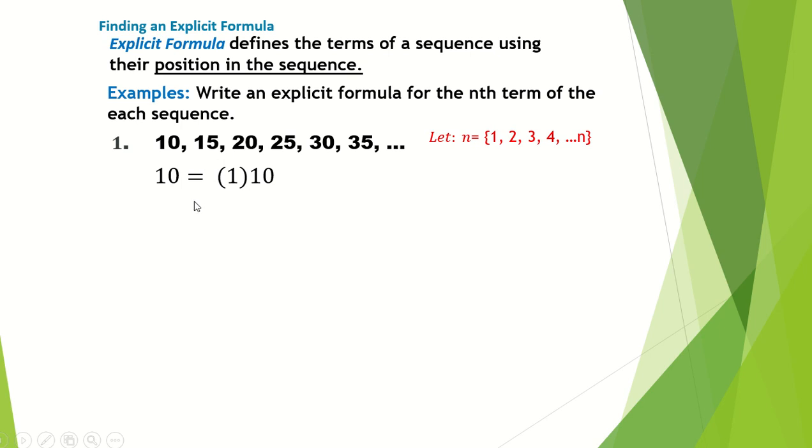Your second term is 15. How do you get 15 when your position is 2? If you put 2 here, since we're generating a pattern, it will be 20. So it would be too long. You need only 15. So you make it 2 times 5, that is 10, plus 5. Okay? You see the importance of this plus 5?